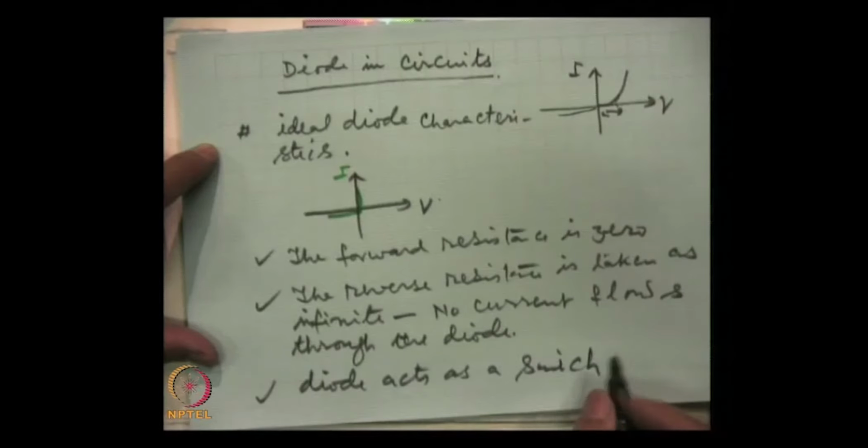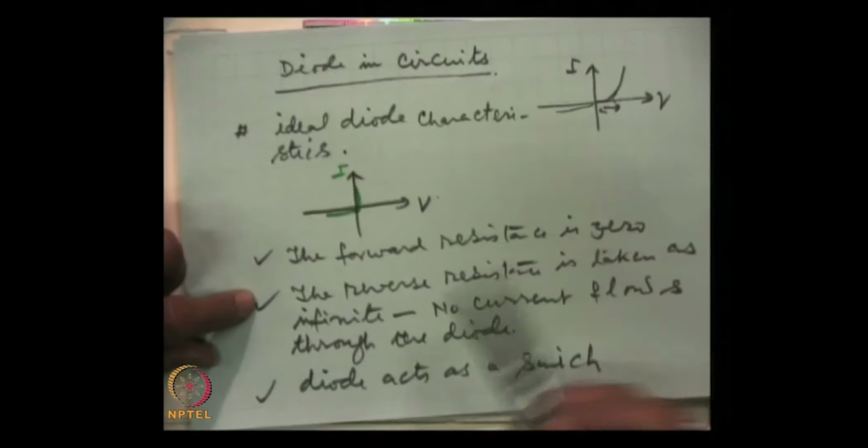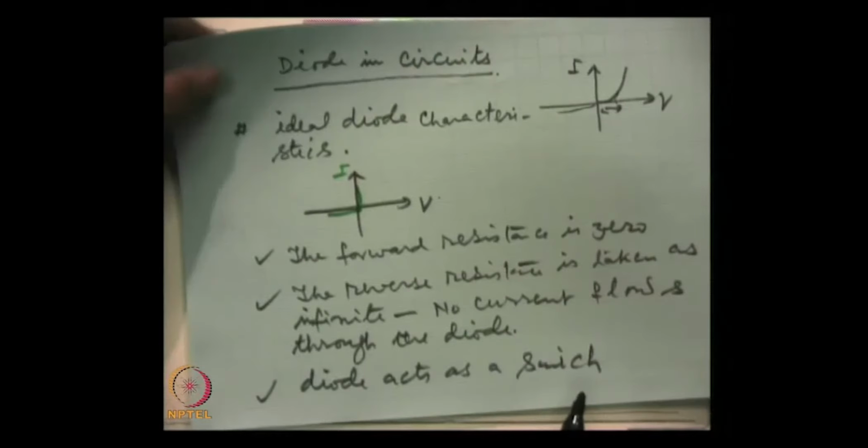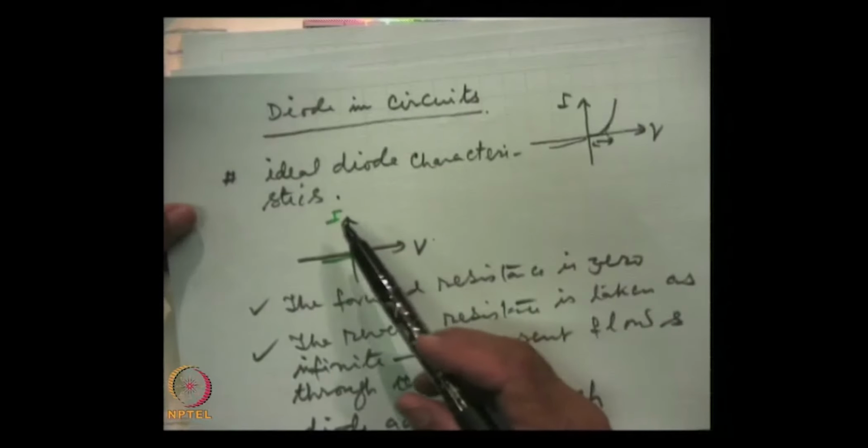The ideal switch, where forward resistance is 0 and reverse current is 0. Now, these are the highly idealized characteristics.